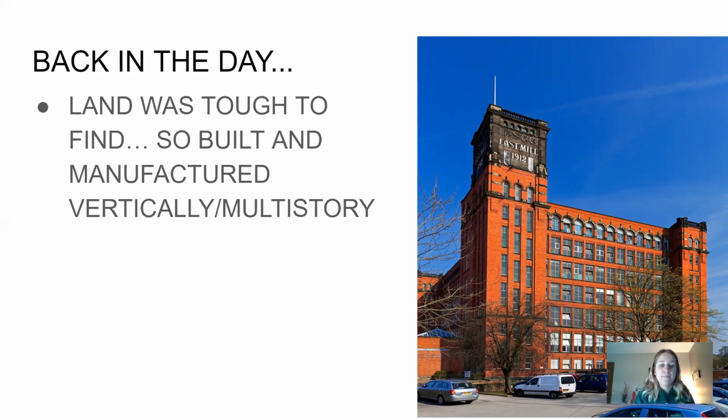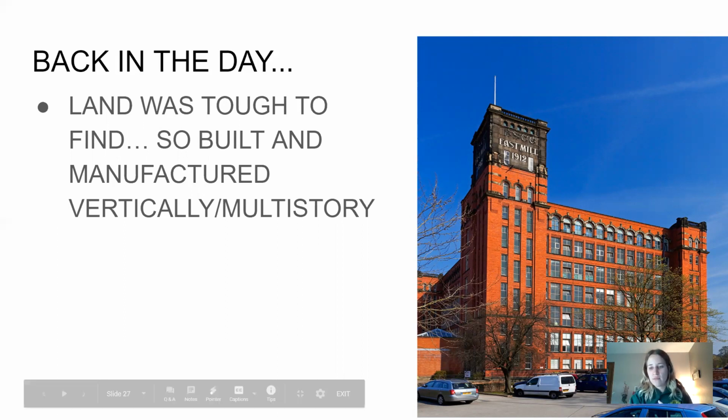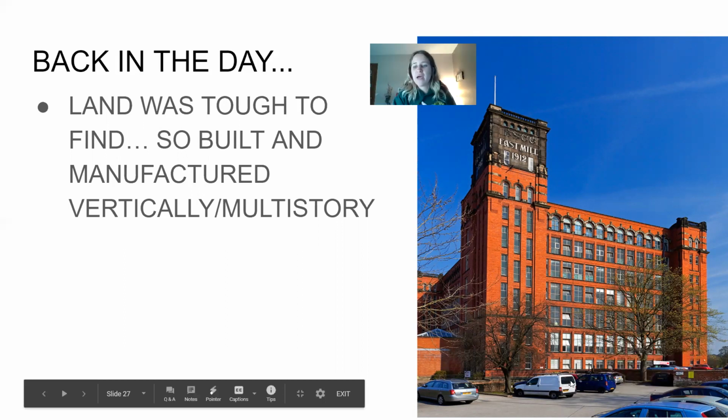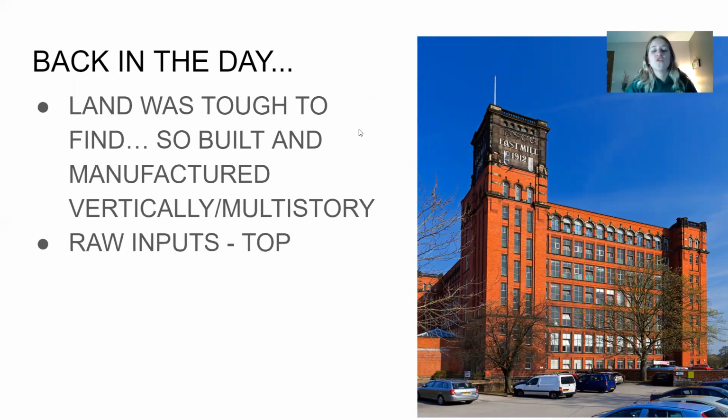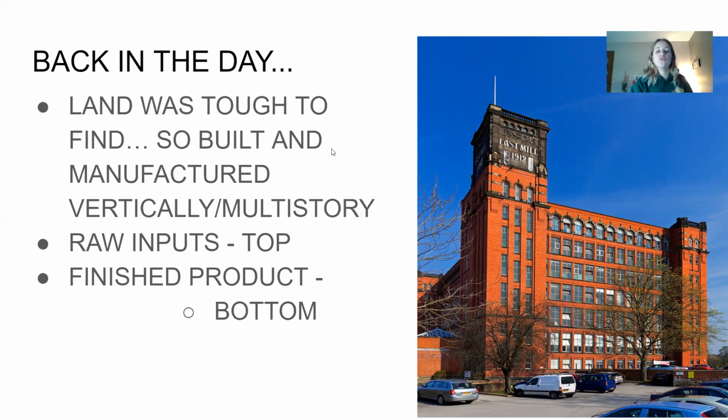They built and manufactured vertically. So they wouldn't expand out. What they would do is start with one level and build up because land was so hard to find, right? Take a look at this building. You can't expand outwards, right? So they had to expand vertically. So say this factory is making shoes, and you're bringing in all your raw materials in the top. And then as you make the shoe, it goes down a story.